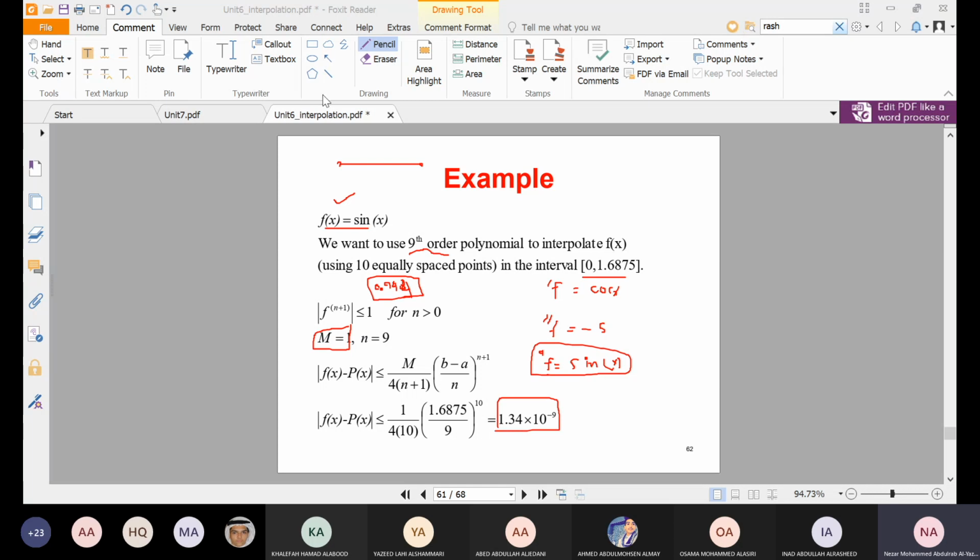You have a question? Why are we using this formula? This is to compute the error if we know the function of the interpolation polynomial. Okay, that's why we use this one, to compute the error if we know the function.